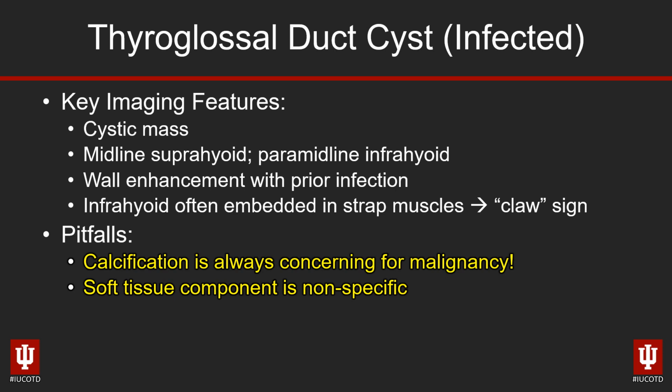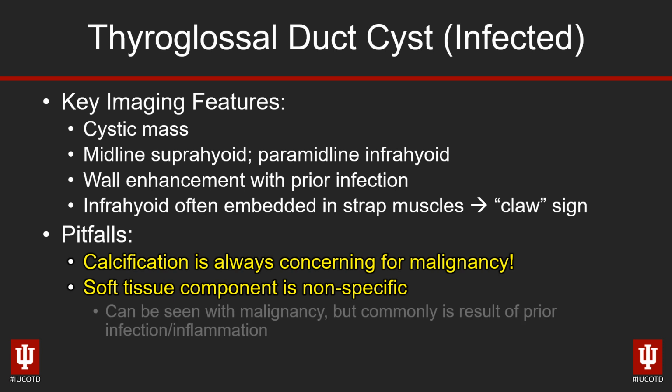But when you see a soft tissue component or when you see enhancement, that's oftentimes nonspecific. In fact, that's always nonspecific for the most part, unless you see aggressive features where you see soft tissue that's extending out beyond the margins, invading the surrounding structures, or associated adenopathy. But just because it has some soft tissue component doesn't necessarily make it cancer. You can see it with cancer. You absolutely can see soft tissue components. You will see soft tissue components with malignancy. But commonly, we also see that in the setting of prior infection or inflammation.